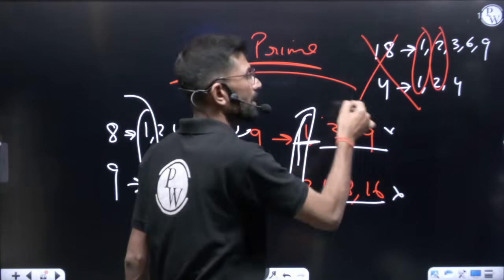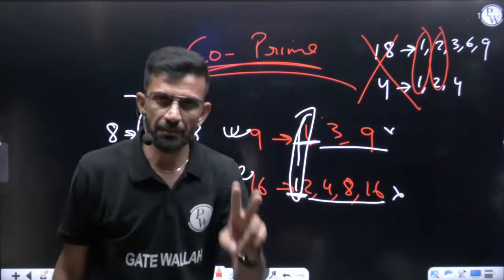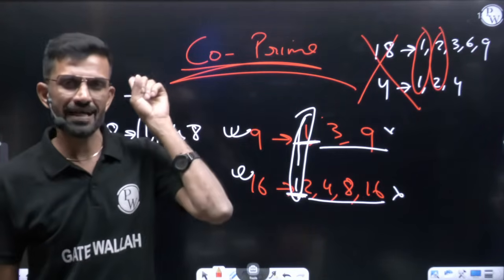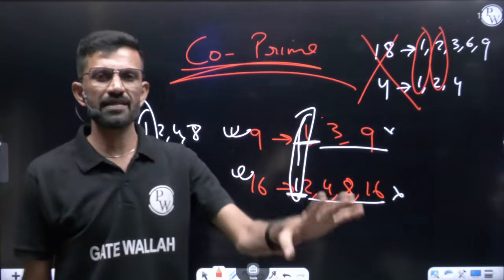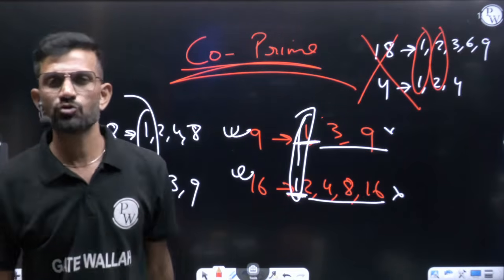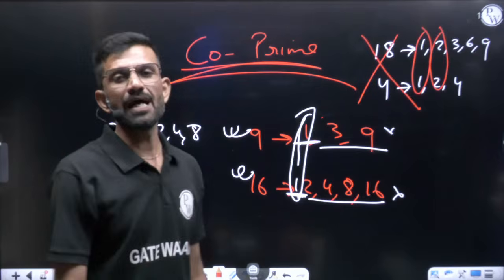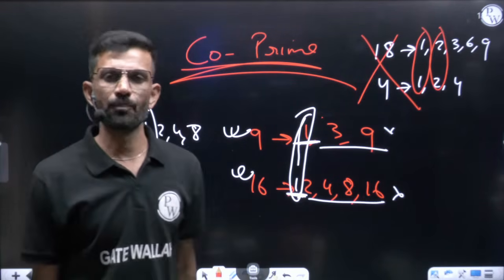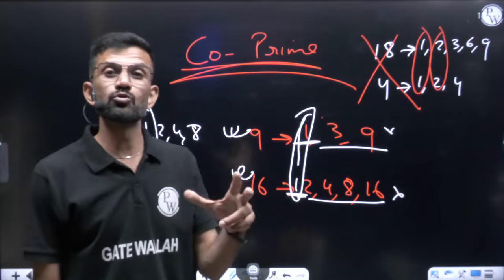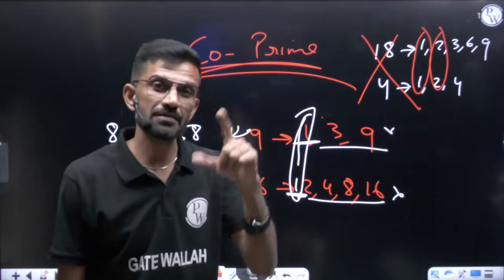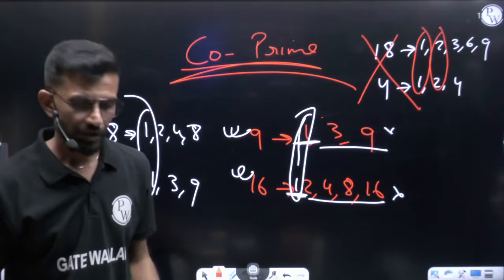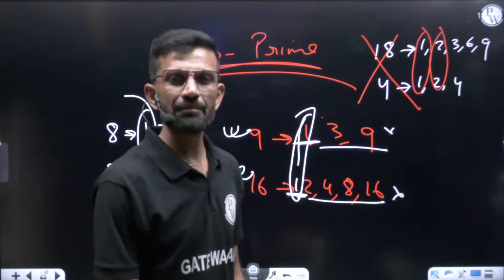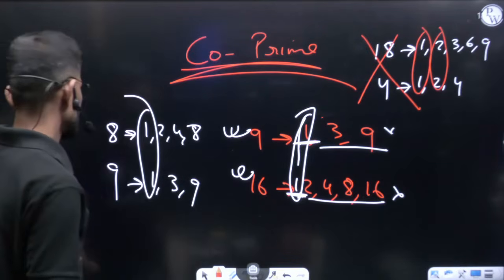So these are not co-prime numbers. Any two numbers having only 1 as a common factor, with no other common factors, are called co-prime numbers. As I gave in the example, any two consecutive numbers will always be co-prime. Any two different prime numbers will also be co-prime.